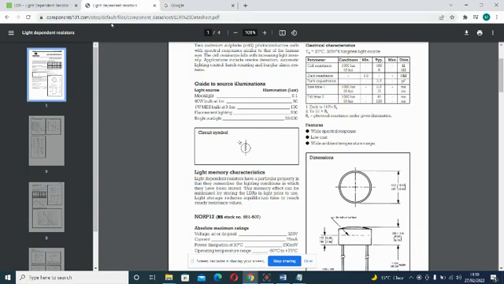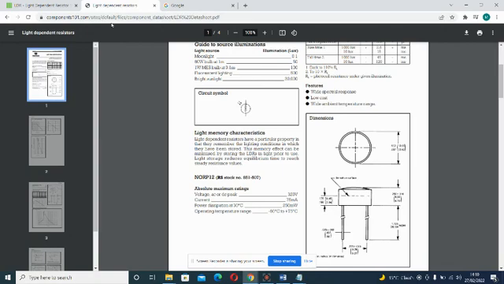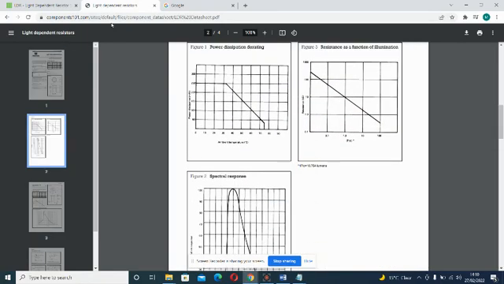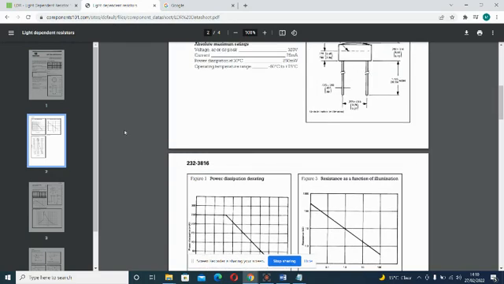The property of LDR is that they remember the lighting condition in which they have been stored. Max rating is voltage AC or DC, here 100 volt, and the current is 5 milliampere, and the power dissipation is 50 milliwatt. These are the main characteristics of the LDR.